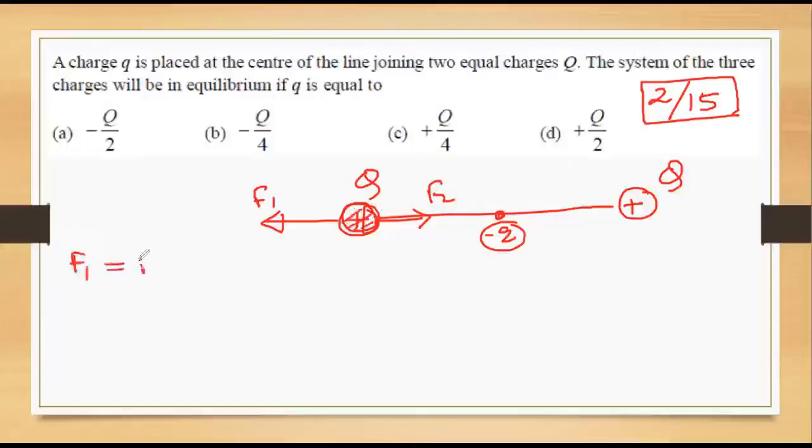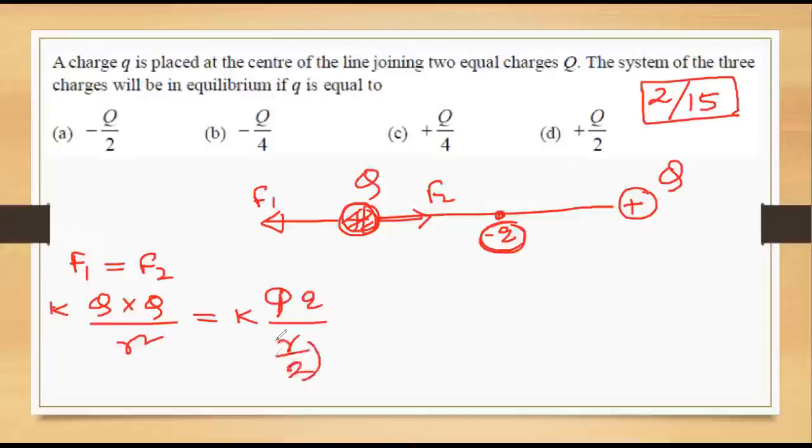F1 must be equal to F2 by magnitude. So F1 is K Q1 into Q2 by R square. And for F2, Q1 will be capital Q, and Q2 will be small q only, because the force between these. And you should not put minus sign here. Again, I am saying, and it will be R by 2.